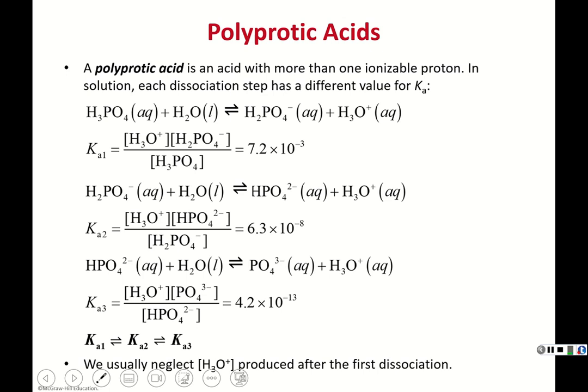And then handling a problem like this, if you're talking about how much H3O plus is produced because you want to find a pH, usually you can neglect the amount that's formed from any step after the first step. You can kind of neglect that because the amount that's formed here in the first step is going to be so much larger than the next steps.